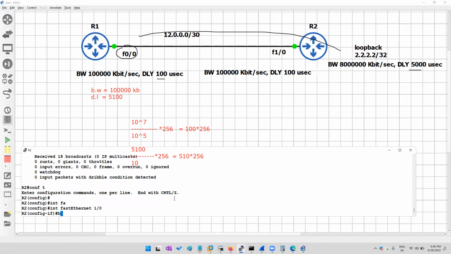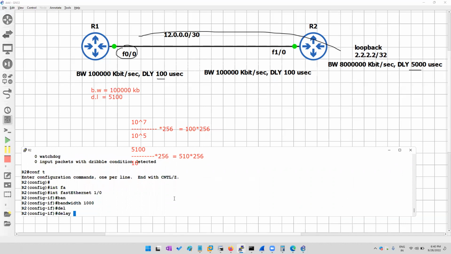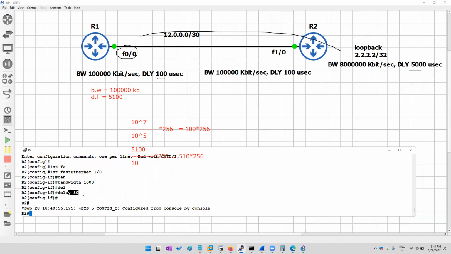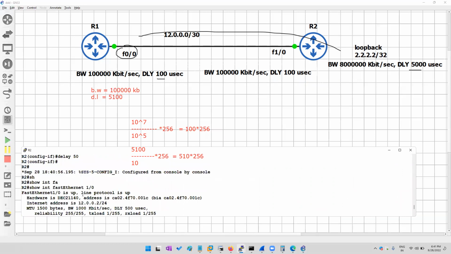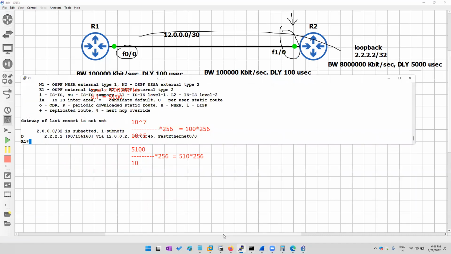If I go to R2 and change the bandwidth on R2, interface FA 1/0, bandwidth 1000 and delay 50, then what will happen? Delay is always multiplied by 10, so 50 multiplied by 10 is 500. Bandwidth is similar. Show interface FA 1/0 and verify. Bandwidth is the same, 1000, but delay is 500. Are we getting any change in the metric? If we make any change on the sending-side interface, bandwidth or delay, do we get any change in my metric? No. Verify on R1. No changes in the metric.